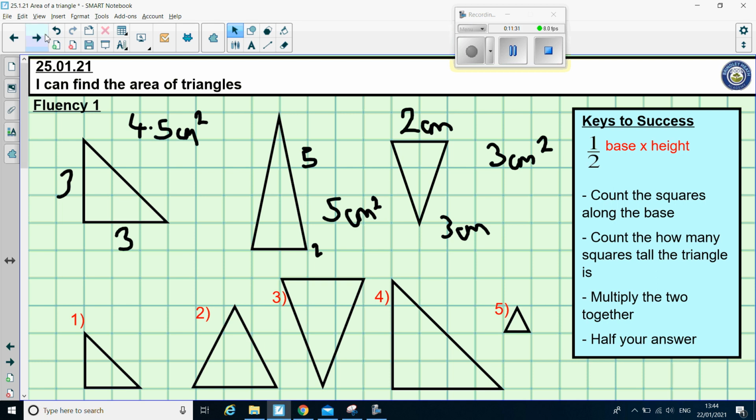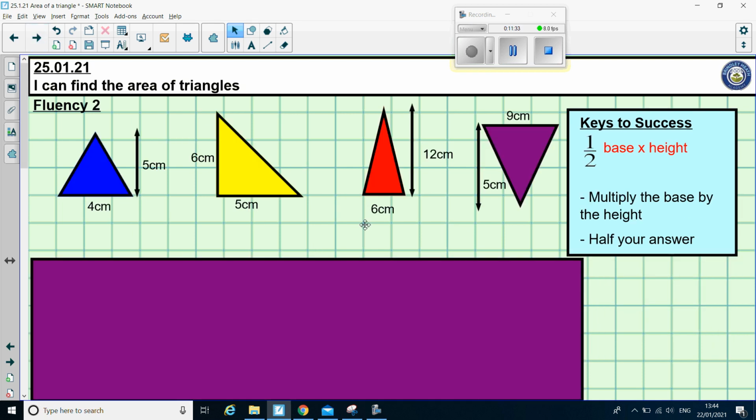Okay, we're moving on then to Fluency 2. Now Fluency 2 is no different. The only difference is this time we're taking the measurements that we've been given rather than counting the squares. So I'm still going to multiply the base times the height and then half my answer afterwards. So first of all I've got 4 times 5, which gives me 20. My height is 5, my base is 4, multiply those together is 20, half it. So my blue triangle here, the answer would be 10 centimetres squared.